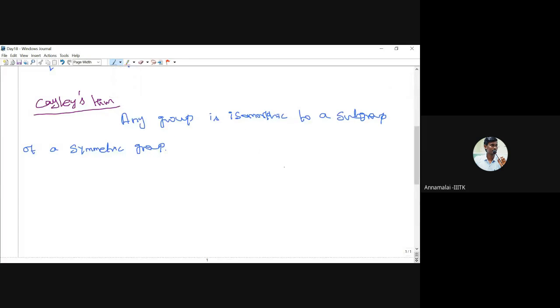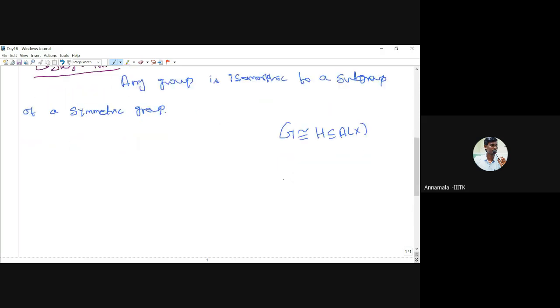That means, given any group G, it is isomorphic to some subgroup H, where H is a subgroup of A of X for some X. This is the general result. Now the corollary says if you give any group of a specific order n, then it is isomorphic to a subgroup of S n. That is the corollary of this theorem.